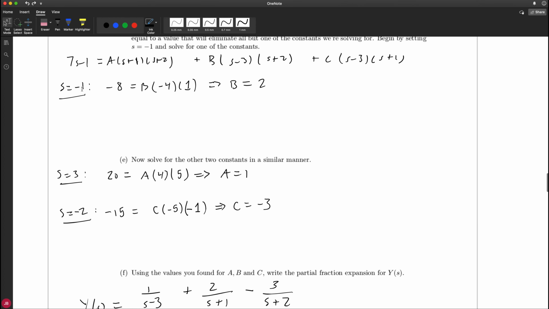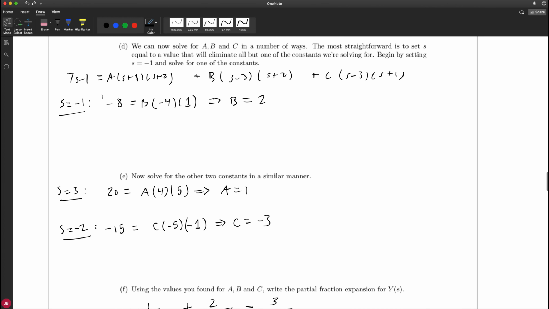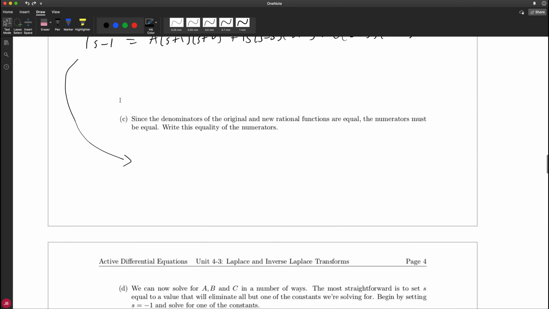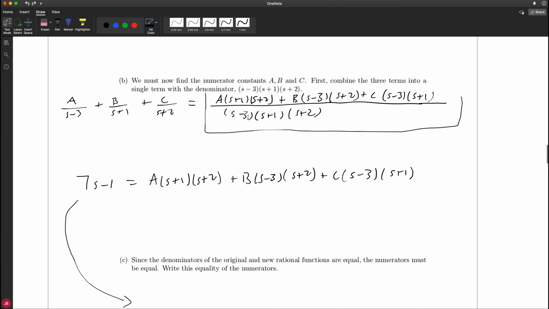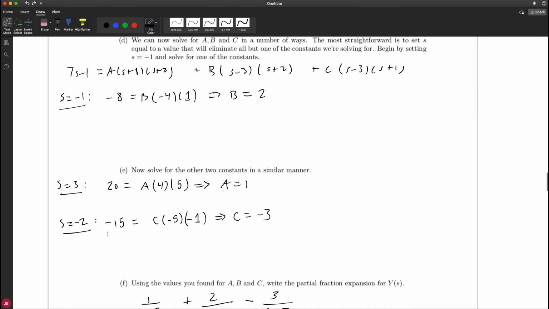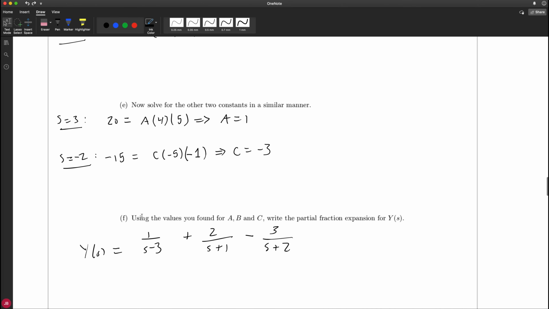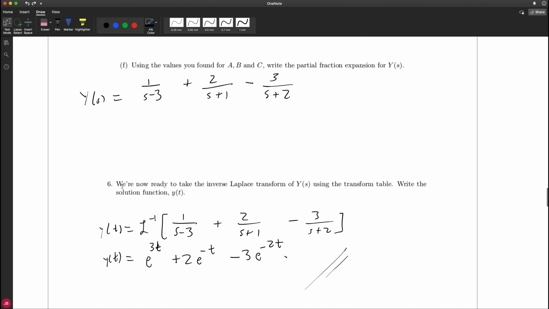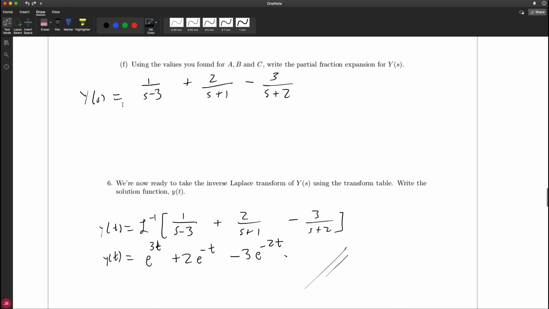The way you choose these numbers, they're not chosen randomly. If we look back at our denominator, right here, notice I chose the s values to be exactly one of the 3 possible roots: -1, 3, and -2. All right, so now that we have a, b, and c, we rewrite capital Y of s. This is the partial fraction decomposition. A is 1, b is 2, c is -3.